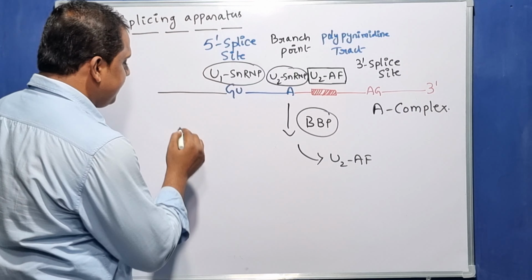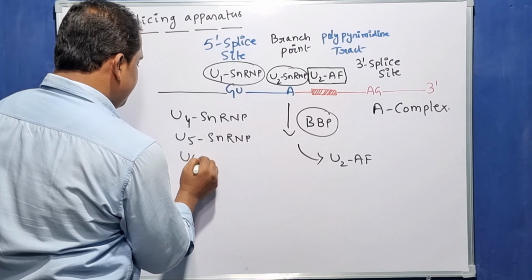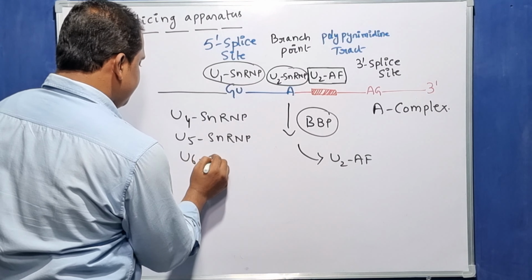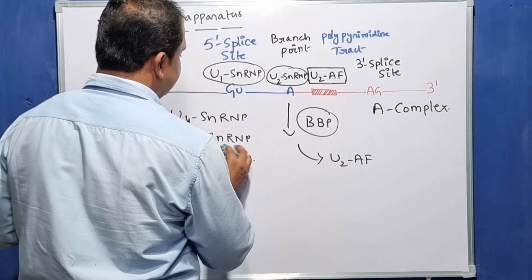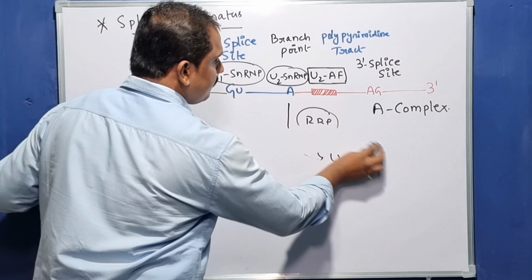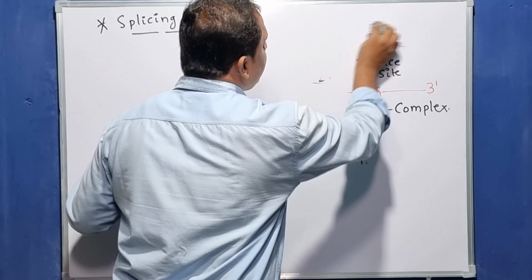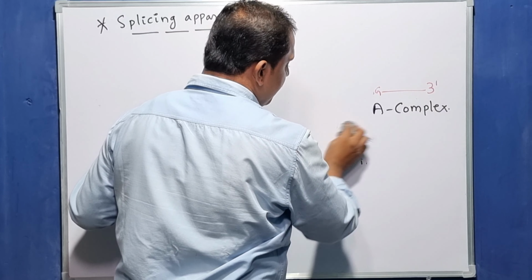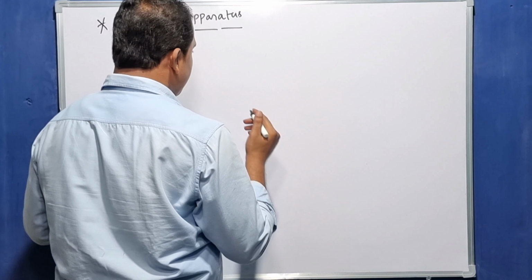So let me write it here. What are those? U4 snRNP, U5 snRNP and U6 snRNP. These specific snRNPs successfully recruit to their respective sites once the specific U2AF factor successfully dissociates from the polypyrimidine tract.